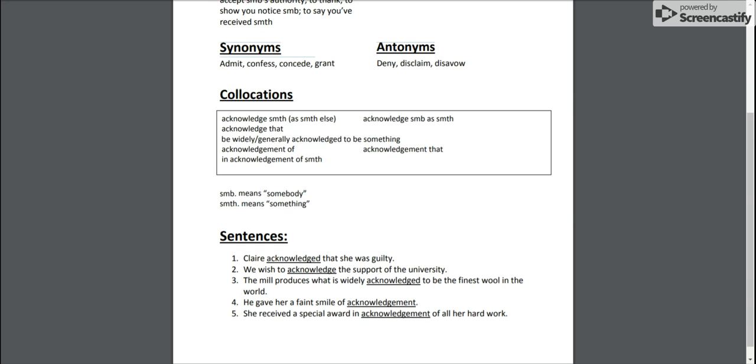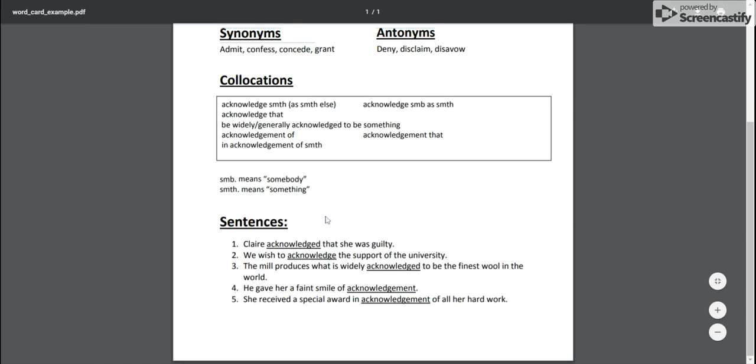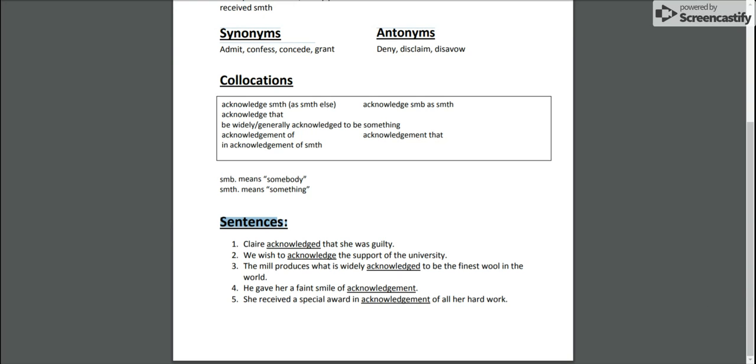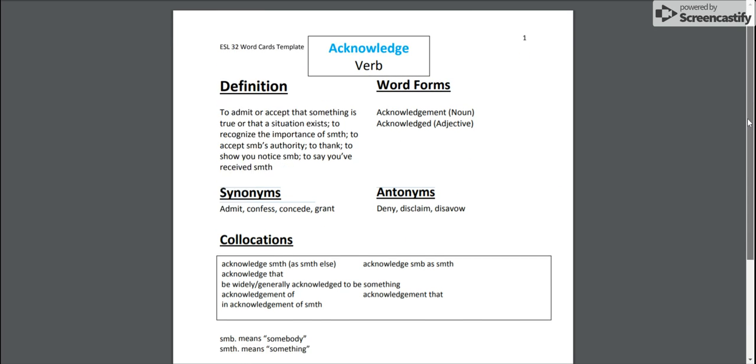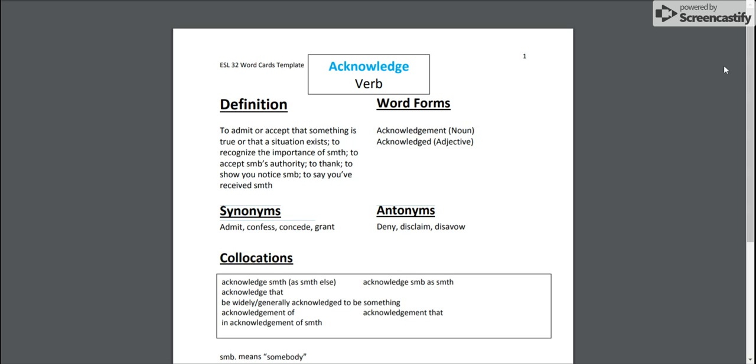Okay, and then we have sentence examples, and you may take your sentence examples from the dictionary, but they need to be sentences, not phrases. Okay, complete sentences, and they need to make sense. If they don't make sense, then they're not helping you study the word, because the purpose of this word card is to help you study this word in depth. Okay, and so you're going to be creating 2 of these.